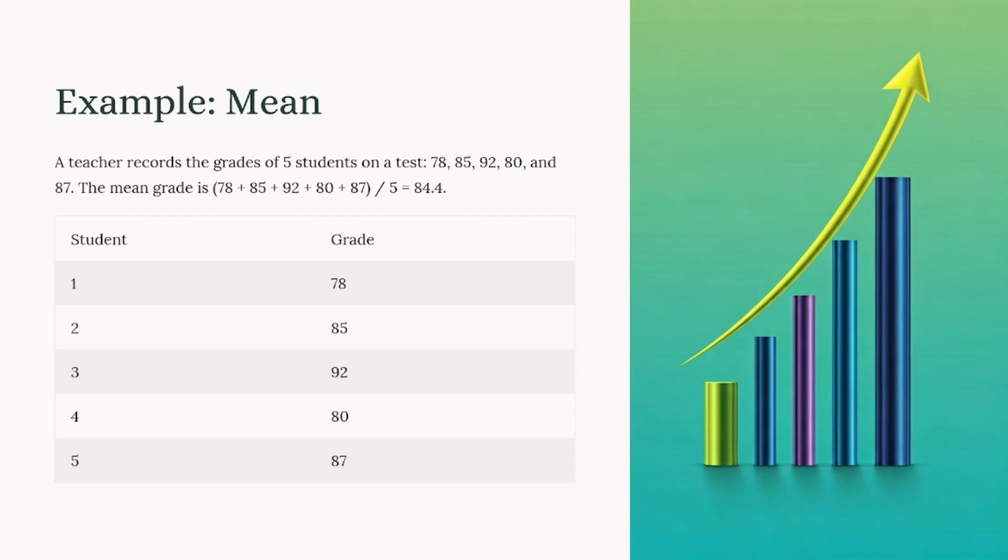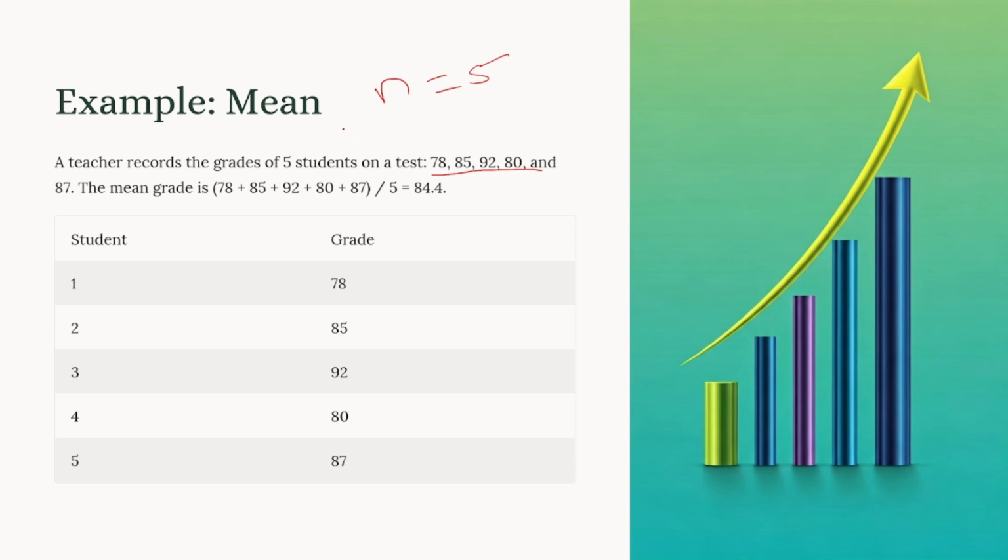So for example, we already saw one example of the mean. Here a teacher records the grades of 5 students. How many students do you have? N. N means 5 students on a test. These are the test scores: 78, 85, 92.